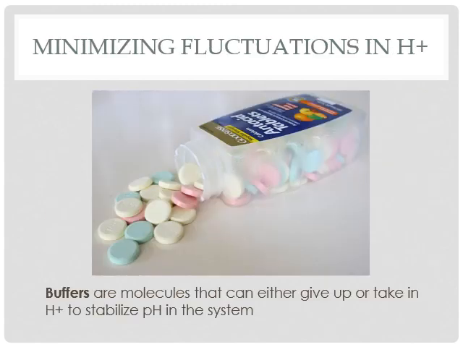To minimize fluctuations in pH, you use buffers. Buffers are molecules that either take in or release hydrogen ions. They stabilize pH. They hold the hydrogen ion content in solution stable. The way these buffers work is they're going to either donate or accept hydrogen ions.